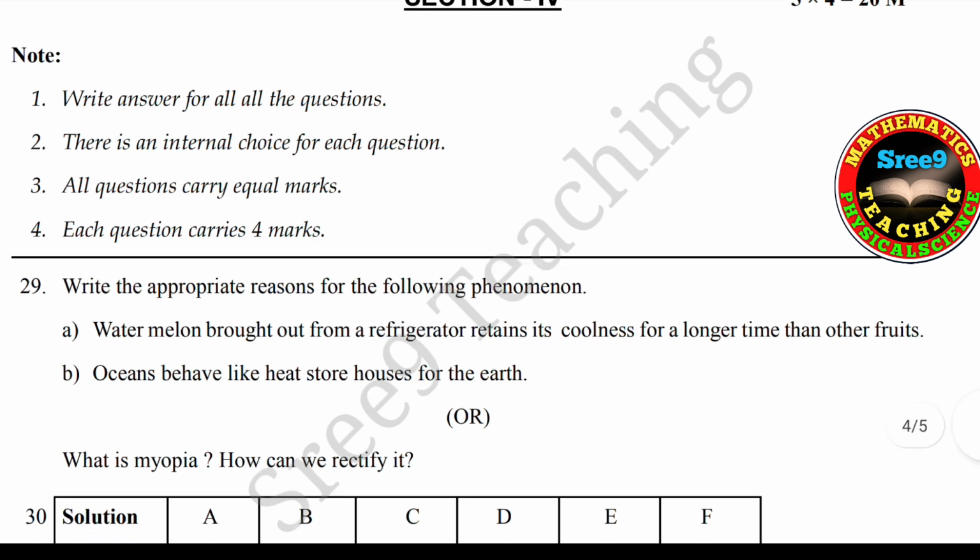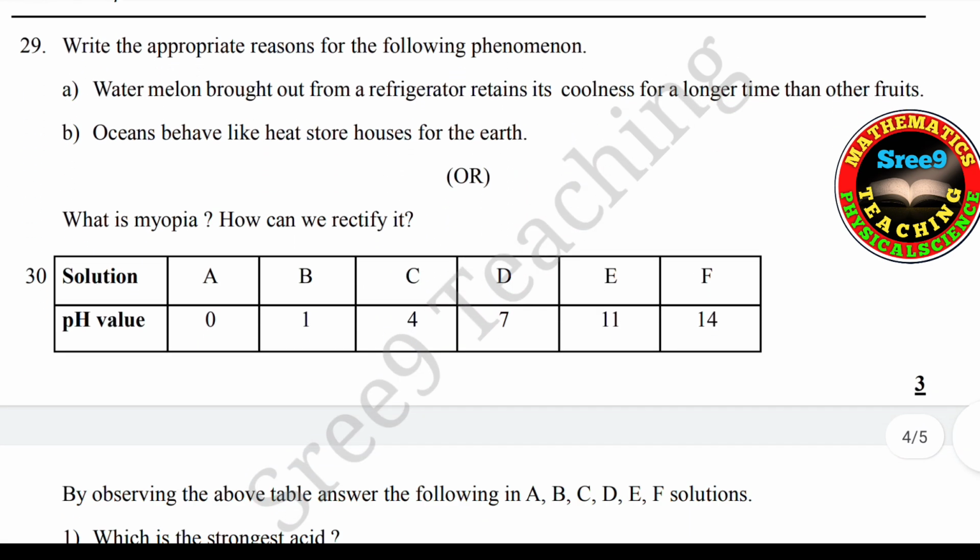Now see the 29th question. Write the appropriate reasons for the following phenomena. A: Watermelon brought out from a refrigerator retains its coolness for a longer time than other fruits. B: Oceans behave like heat storehouses for the earth. So this is the 29th question. Or, you can write this question also: What is myopia? How can we rectify it? So here in 29 we have two questions as internal choice. You can write either the first or the myopia one.